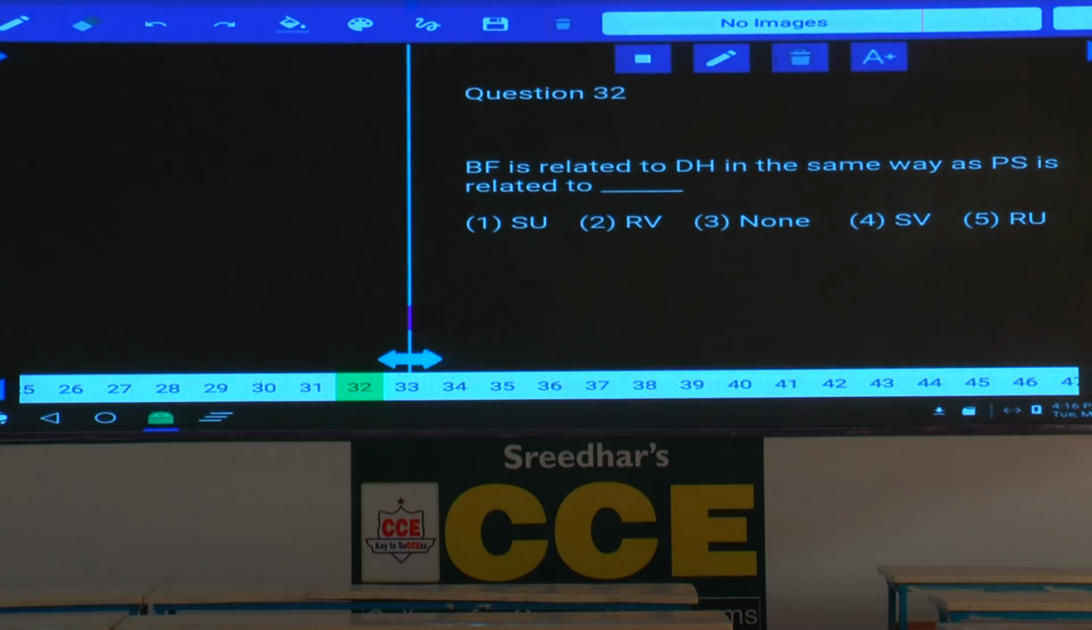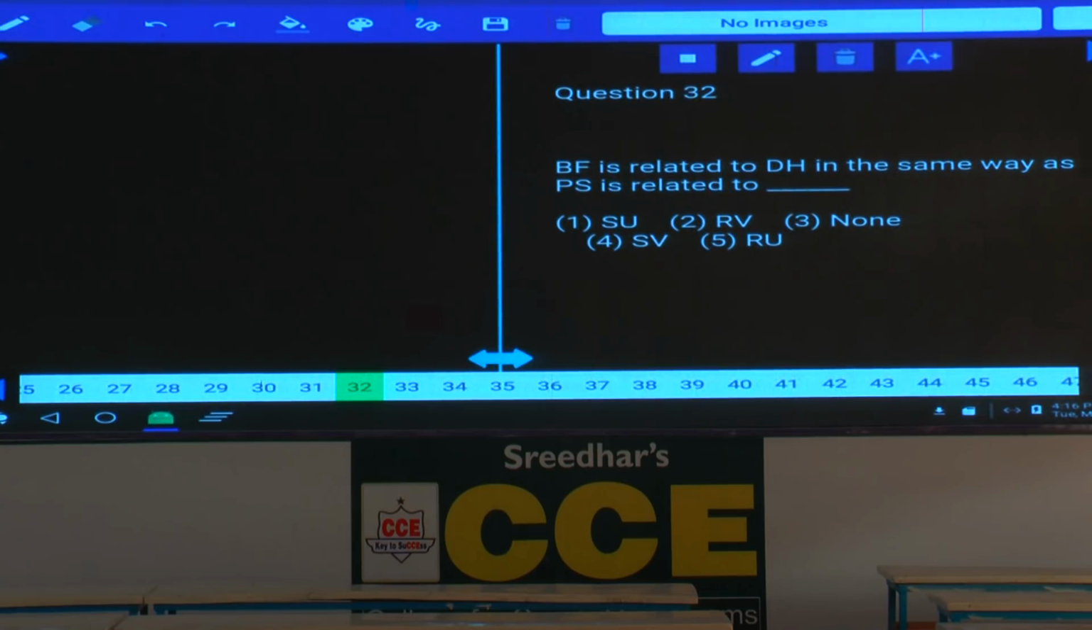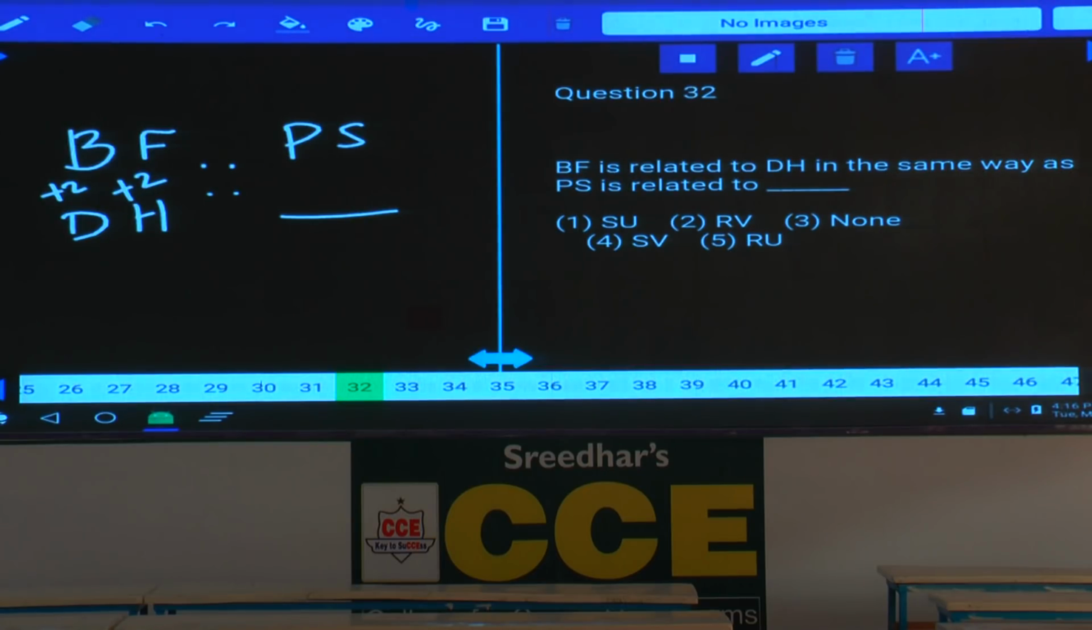Then question number 32. Now it is letter analogies. Whenever this letter analogy and letter odd man out is given, coding and decoding, we should write down one below the other. B, F, D and H, and similarly P, S is related to what? Now B and D, what is the difference between these two? Plus 2. C and D are the two letters added. F and H, G, H plus 2. And similarly here also P plus 2, Q, R, S plus 2, T and U. And so what is the term? R, U, that is choice 5. Plus 2, plus 2, question number 32.